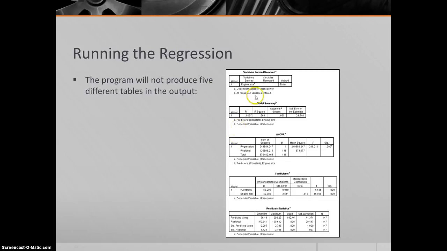So this is just telling us what our variables are. The dependent variable is horsepower. Engine size was the independent variable. Like I said, later on we'll have more than one independent variable, and so you'd see more in that box right there. Okay, here we have the summary.